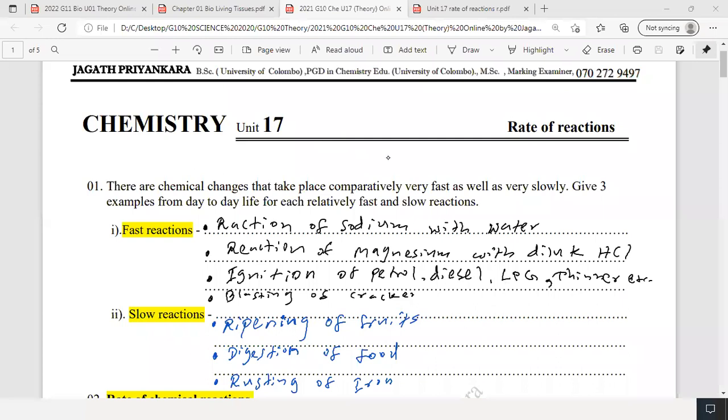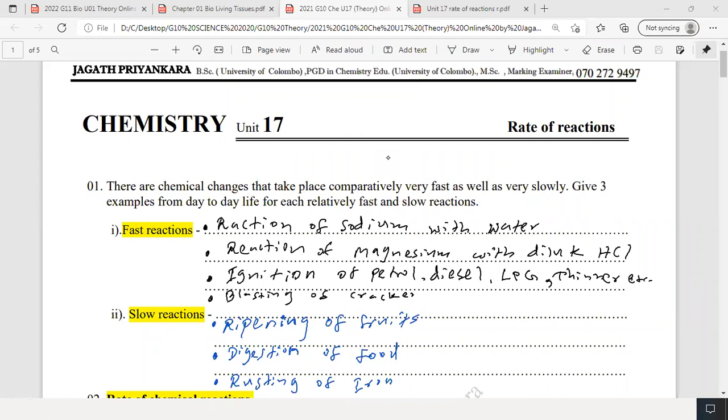Yeah, Sumela, you have a question to ask? Sir, is the action of enzymes during a biochemical reaction a fast reaction or a slow reaction? It's a bit slow. Sumela, digestion of food, that is by enzymes. Isn't it? That is by enzymes.